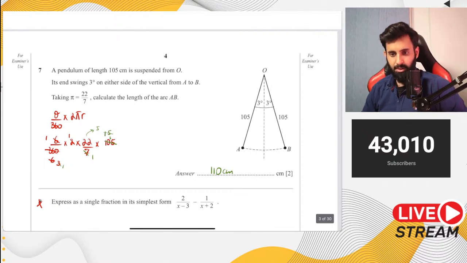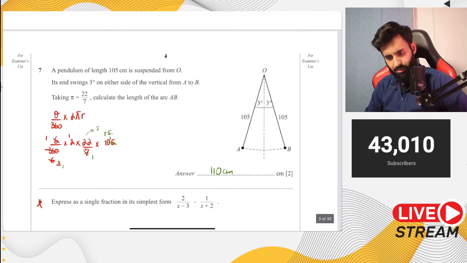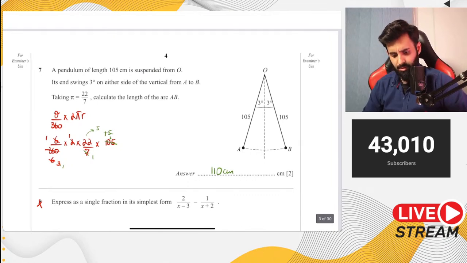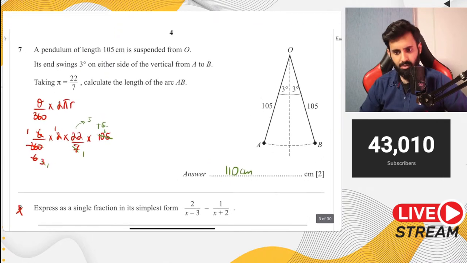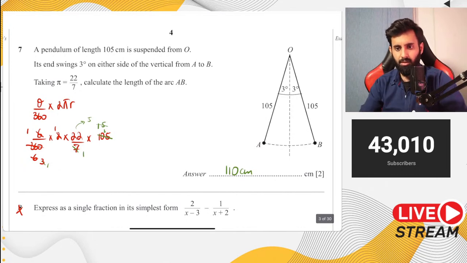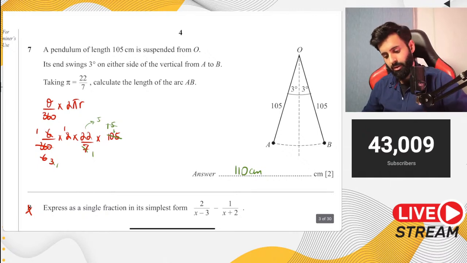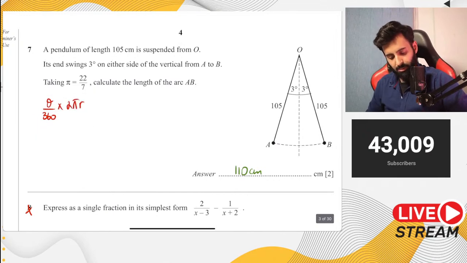Given that you do exceptionally well in the other paper, won't it be 60 degrees? Why would it be 60 degrees? It's 3 degrees, so it's not going to be 60 degrees. Okay. Acha, that you're saying. Oh, yeah, you're right. It's going to be 60 degrees. So I made a calculation error again.